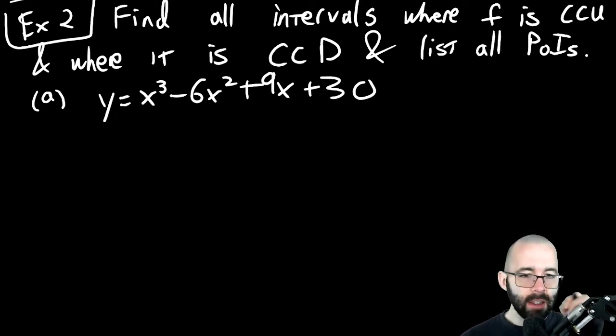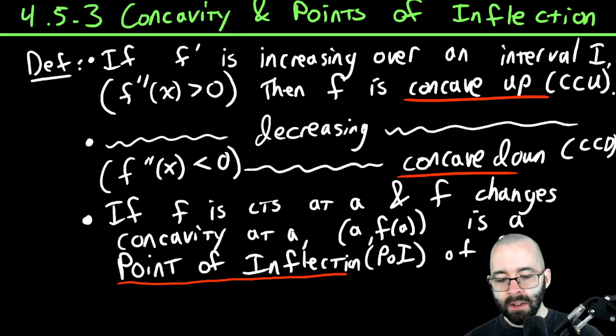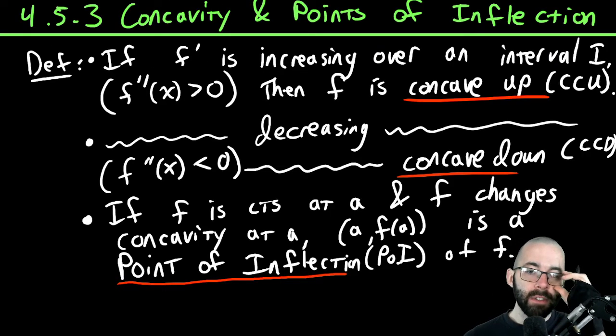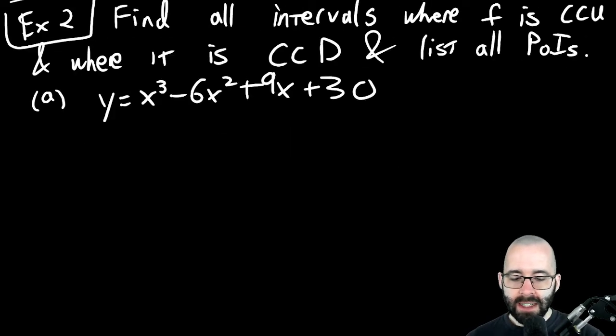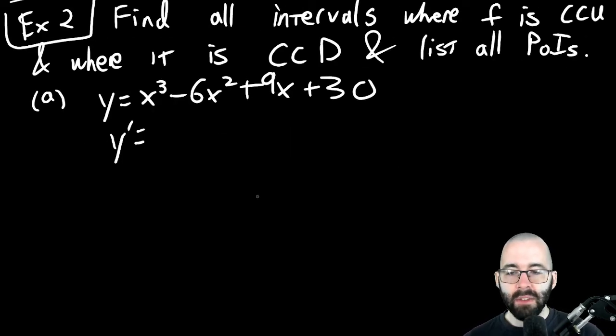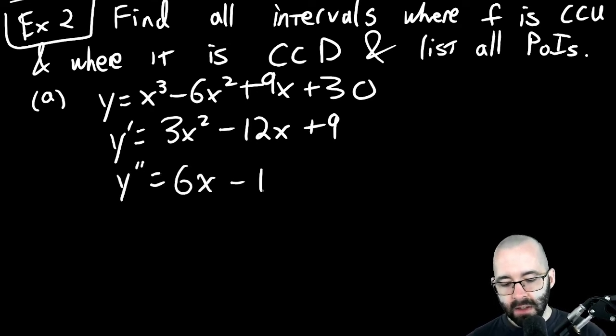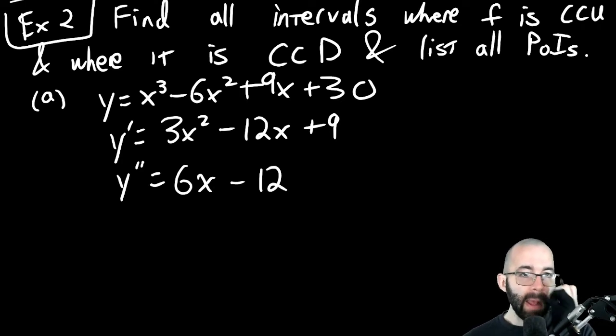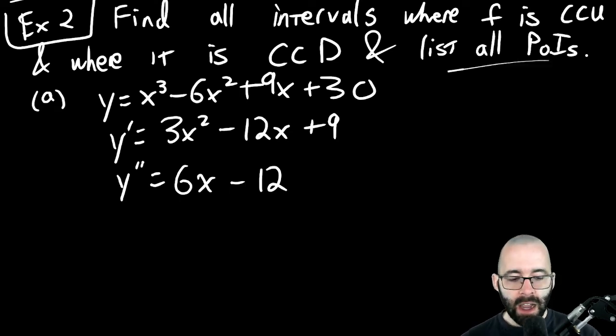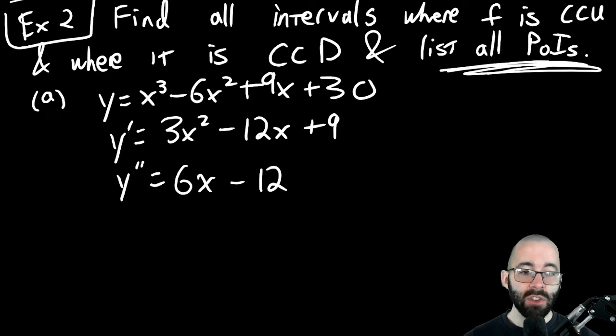To look at concavity, the definition has to do with the second derivative or the first derivative, but it's easier to use the second derivative, so we have to find it. Y prime is equal to 3x squared minus 12x plus 9 with the power rule. And the second derivative is 6x minus 12. So concavity just has to do with the sign of the second derivative. Where is the second derivative positive? Where is it negative? And where does it change from positive to negative?